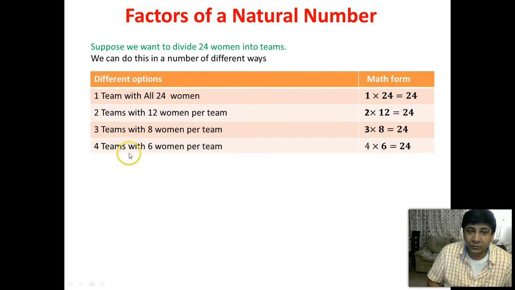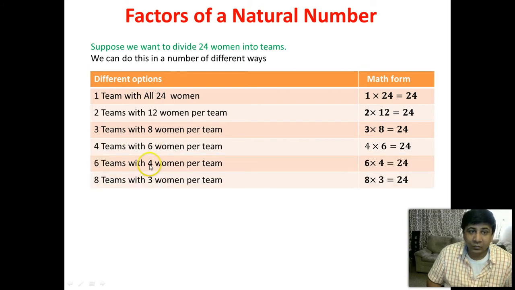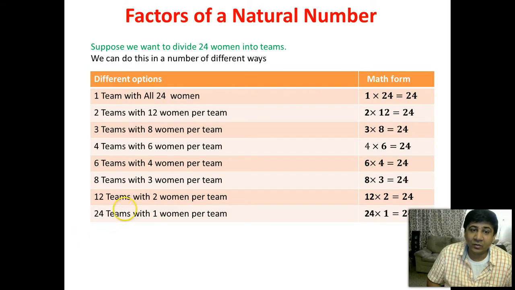We can also have 4 teams with 6 women. We can also have 6 teams with 4 women. We can also have 8 teams with 3 women. We can have 12 teams with 2 women in each one of them. Similarly, we can have 24 teams with 1 person in each team. So these are all the possibilities.